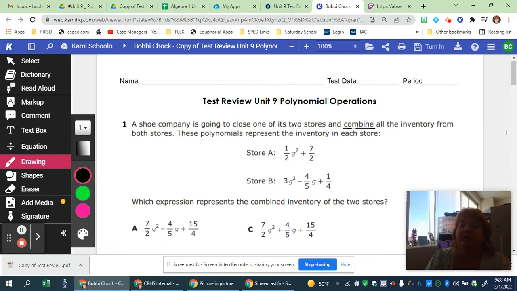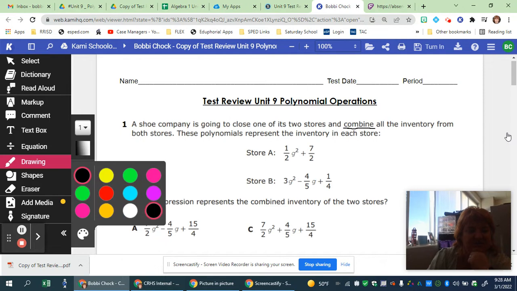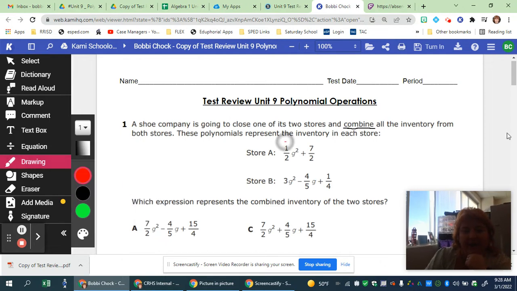Okay? You can only add like terms. So I kind of like to use highlighters. Do I have highlighters over here? No, you have to do transparent. So maybe I'll circle it. Okay. This is a like term to this. So these can be added. Okay. So that'll give me 3.5 G2.